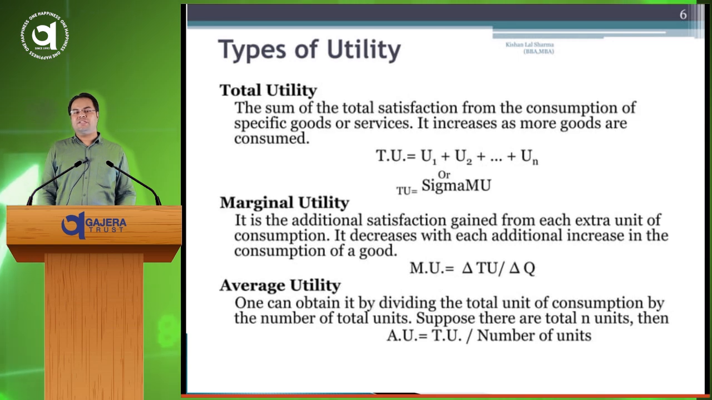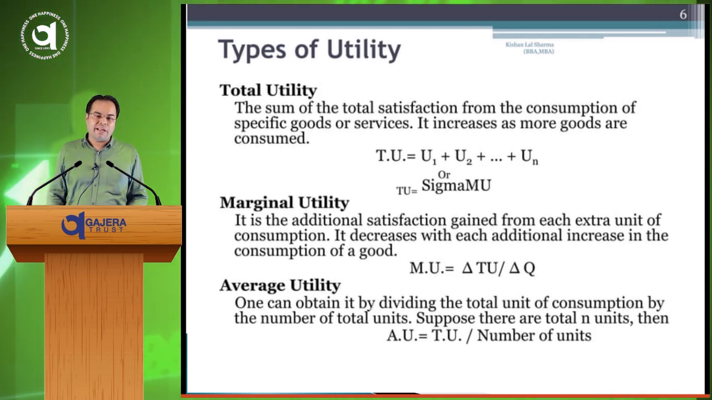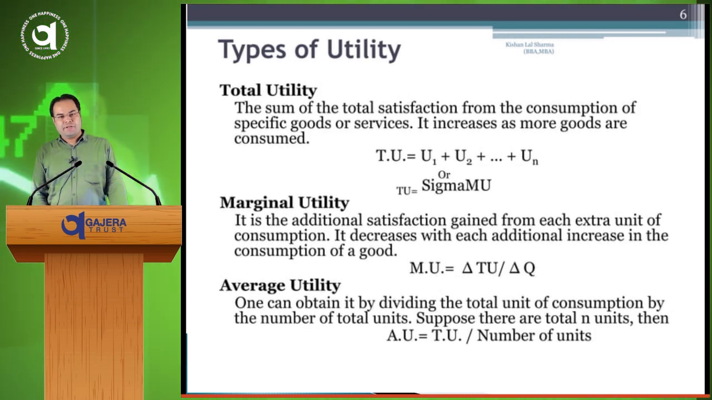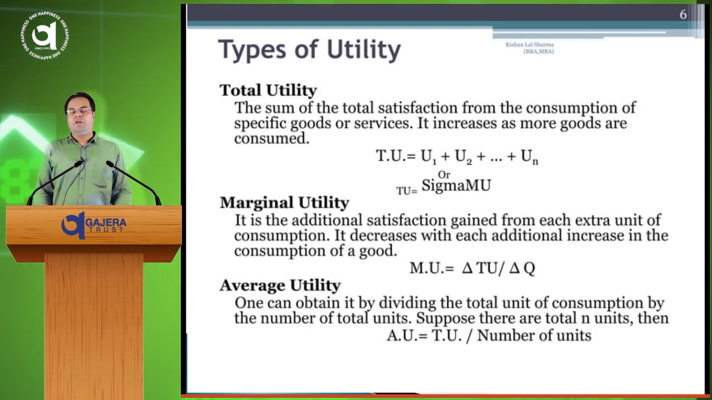There is a level of satisfaction after which I would not like to eat any more ice cream, right? So after attaining the maximum, marginal utility will tend to decrease. So what will be the formula for marginal utility?